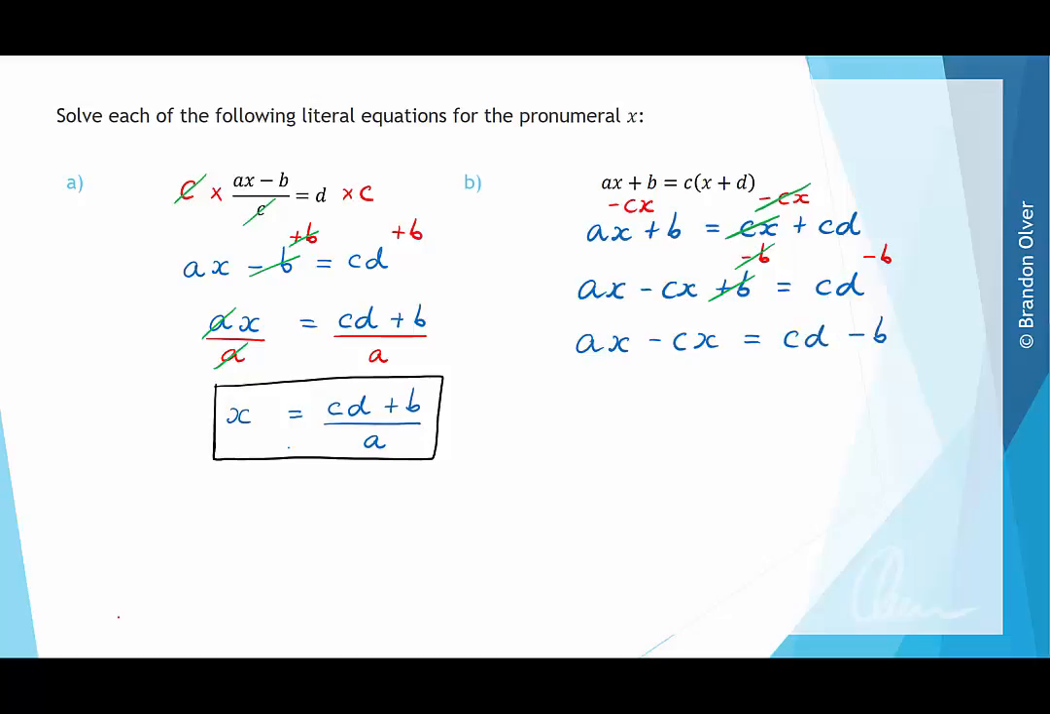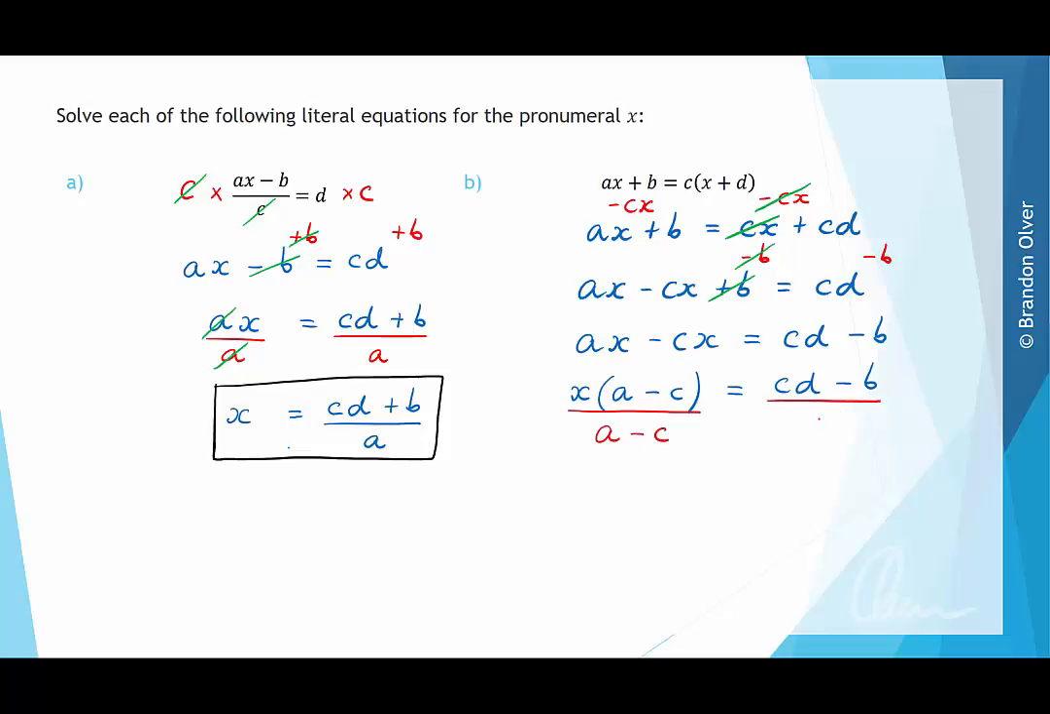And now to get x by itself, we're going to need to factorize these two terms because they both involve an x. So taking x out as our highest common factor, we're left with a subtract c is equal to c times d minus b. And now we're going to divide both sides of the equation by whatever x is multiplied by, which is this whole bracket a minus c.